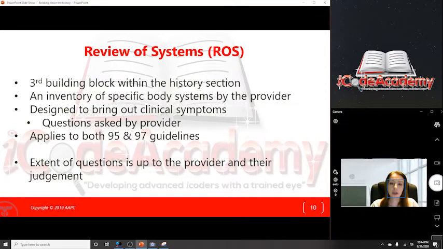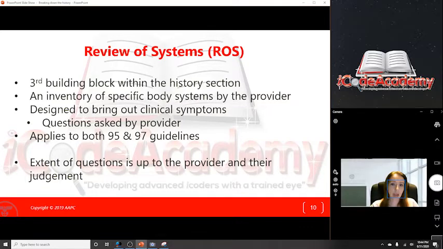The thing to make sure that we are properly attributing these to are questions that are asked by the provider. So this is the provider saying, do you have headaches? Are you experiencing any fatigue or weight loss? These are specific questions that the provider is going to ask based on the medical necessity of the chief complaint and the patient's ongoing history.